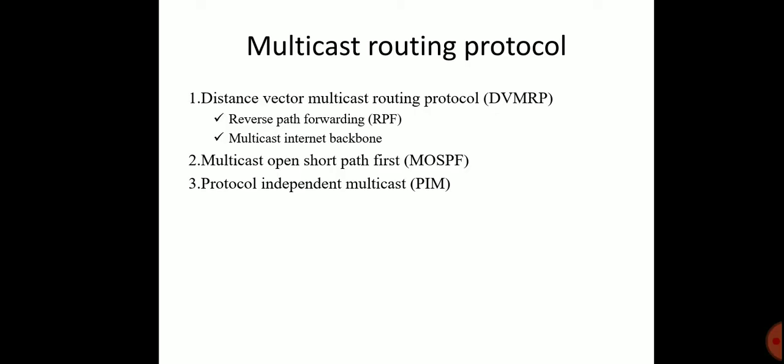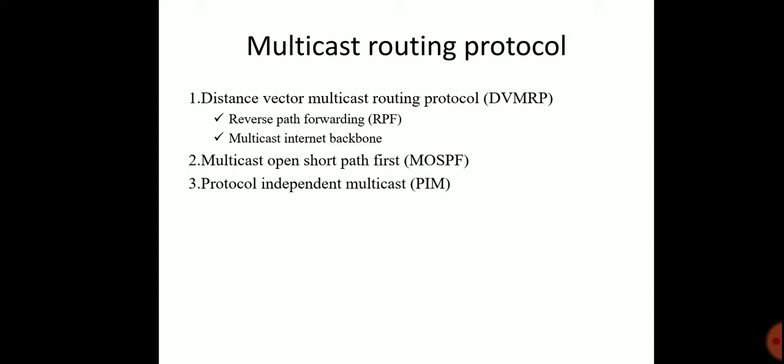So, what is a multicast routing protocol? In a multicast routing protocol, specific data from each source is received at multiple destinations, the specific destination nodes. So, different types of multicast routing protocols are available.